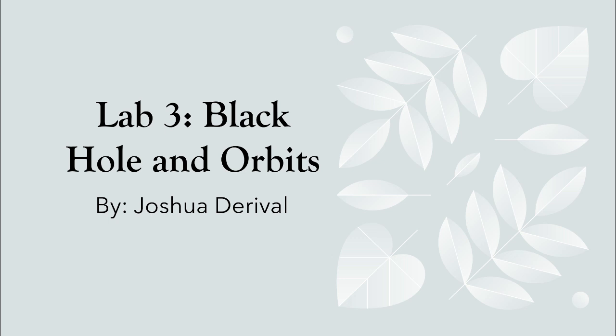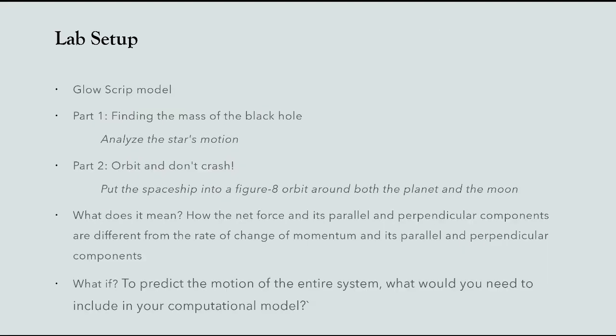This is my Lab 3 Black Hole in Orbits for class Physics 2210. Lab setup. For this lab we use GlowScript to model both parts. Part 1 is finding the mass of a black hole by analyzing a star's motion around the black hole. Part 2 is about orbiting and not crashing a spaceship.